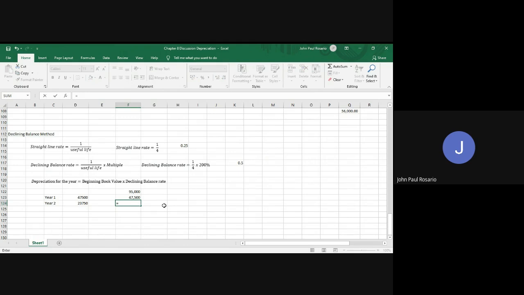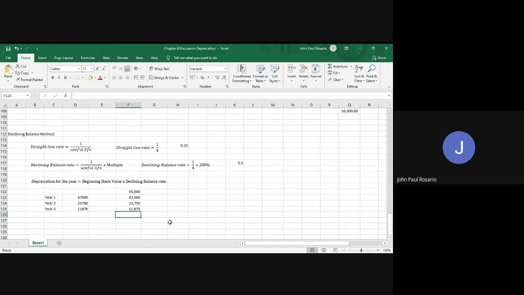What is our book value now? So that's 47,500 divided by this one. So that's our ending book value for year two and beginning book value for year three. So what is our beginning book value? That's 23,750. When you multiply that by 50%, now 11,875. So here's the thing. If you deduct this 11,875 from the beginning book value, you will only get 11,875.